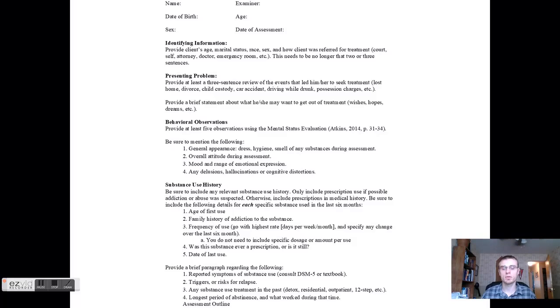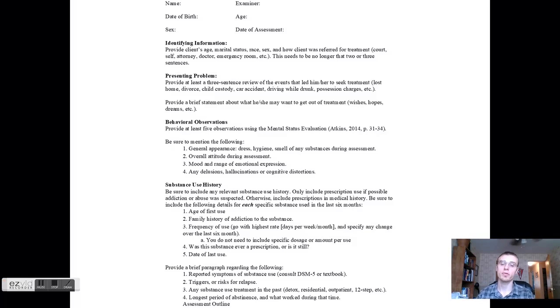What was the substance ever prescription, or is it still? So that's important, right? We may not be considering prescription medicines in this particular part, but if it once was a prescription, that's a good thing to include because it gives us more depth to their story. Make sure to also include their date of last use so that we understand how long it's been since they last used and how close they are to potential withdrawal symptoms. So make sure we understand a bit of that as well.